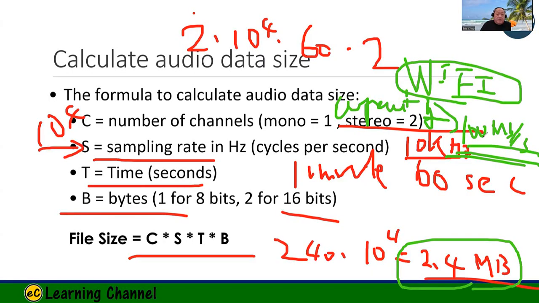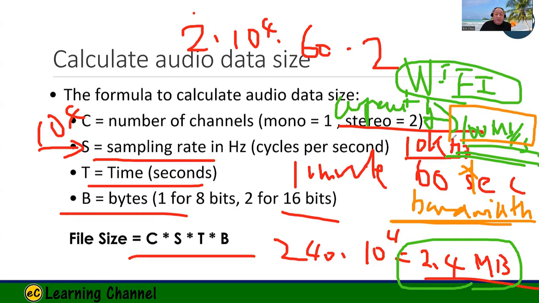Okay, so this 100 megabit per second, we can also call it your bandwidth. Bandwidth is the amount of data that you can transmit over a channel. It's 100 megabit per second. That's your bandwidth. And this 2.4 megabyte per second would be times 8.